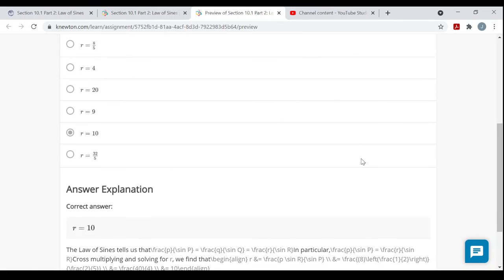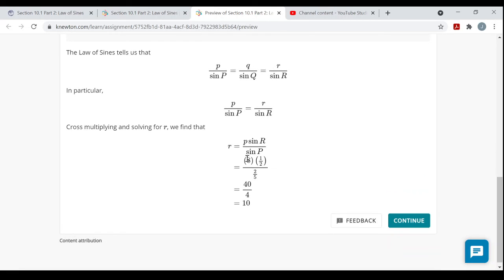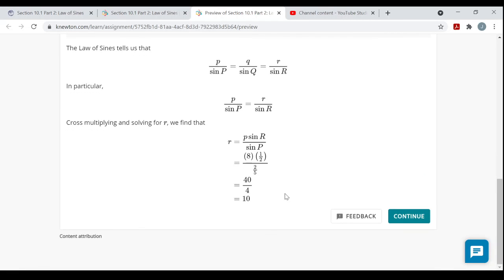And they're going to take you through the same calculations I just took you through. They start off by flipping them over right away. This is the law of sines, but where all of them are flipped. All right, same thing. And then solving for r gives me 10.